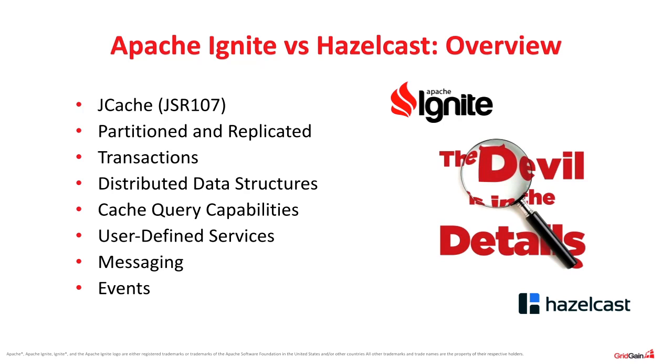First and foremost, both projects are implementations of the JCache JSR 107 standard. It's a standard that is mostly focused on local caching, but which keeps the door open for distributed frameworks to implement the same API. So it has several implementations. Again, Apache Ignite and Hazelcast are both implementing that standard.